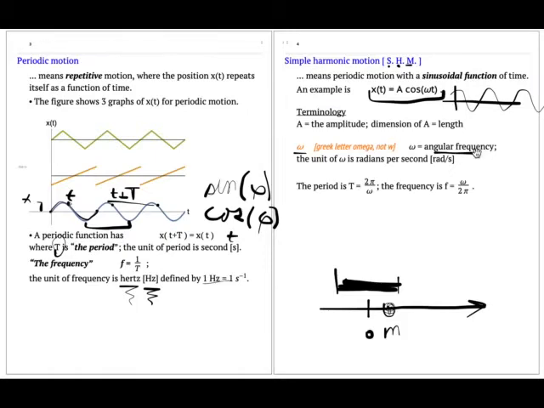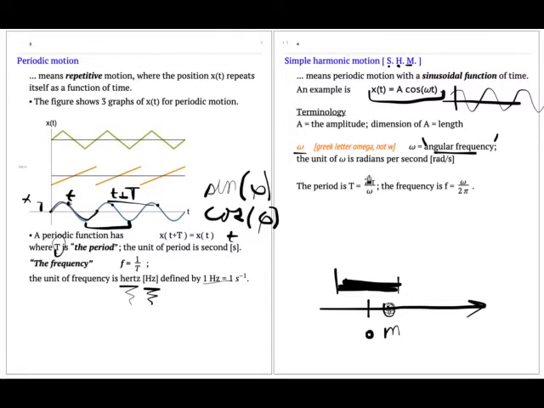And we'll come back to see why it's angular when we consider the relation between harmonic oscillations and circular motion. But for now, just take this as a word. Omega is called angular frequency. The unit of omega is radians per second.